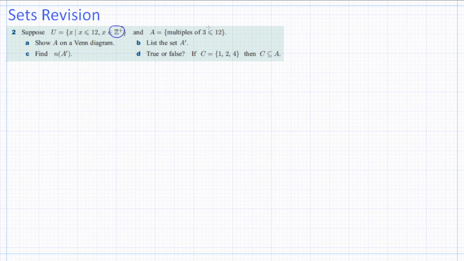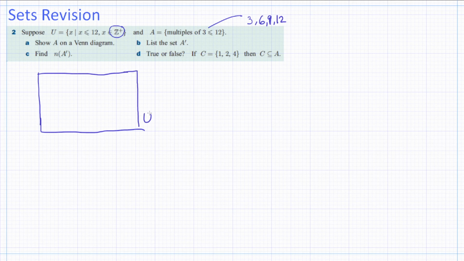Well, what are the multiples of 3? So we're only considering positive numbers, right? So multiples of 3, well, 3, 6, 9, 12, and there you go, because that's our limit, our topmost number. So 3, 6, 9, and 12. So draw a Venn diagram.